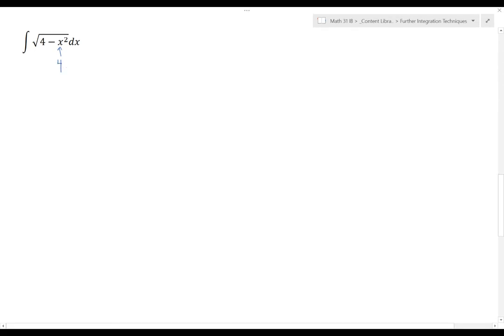Now, for simplicity's sake, and I could in theory do this with any of my Pythagorean identities, but 1 minus sine squared equals cos squared, or 1 minus cos squared equals sine squared.